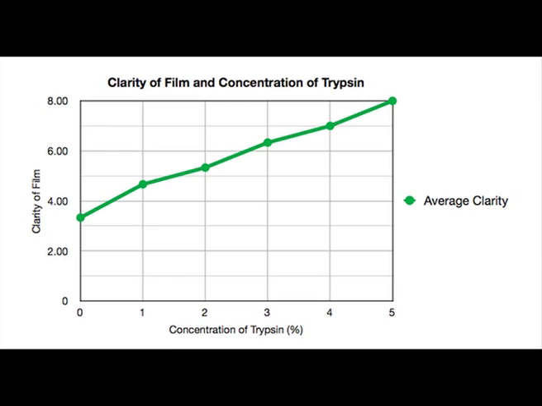The graph and data reflect what we hypothesized, in which we predicted that the higher the concentration of trypsin in the solution, the higher the clarity of the film will be. The only difference to the hypothetical graph was that the correlation between the concentration of trypsin and the average clarity was less steep than expected.